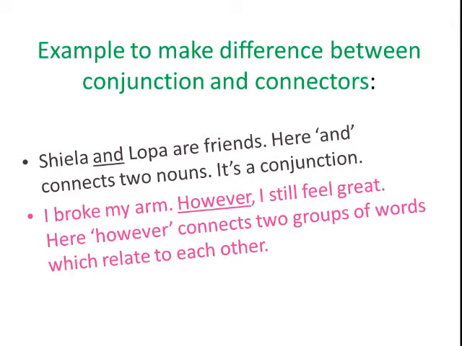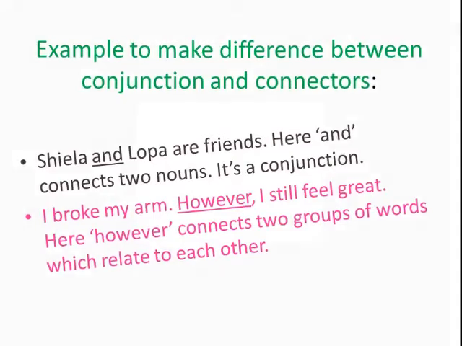So in the first sentence, 'and' is used within one sentence, where there are two nouns. But in the second example, 'however' has been used to connect two separate sentences. So this is very important for you. You need to know when to use connectors and when to use conjunctions. Let's go to the next slide.